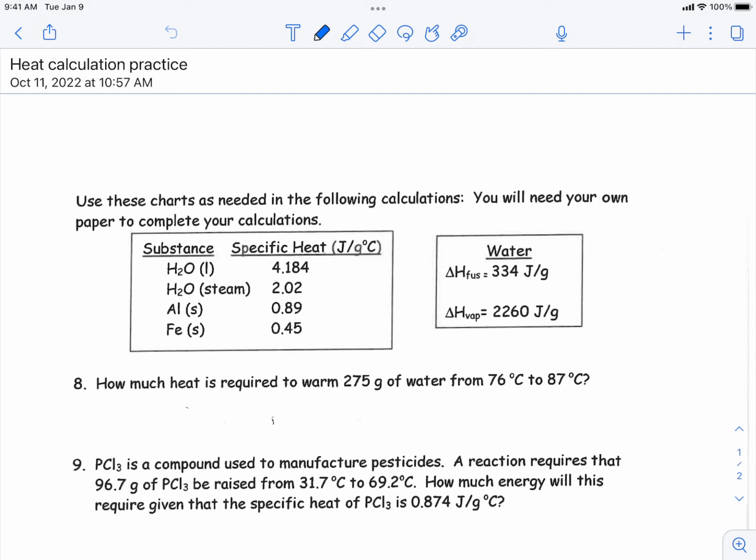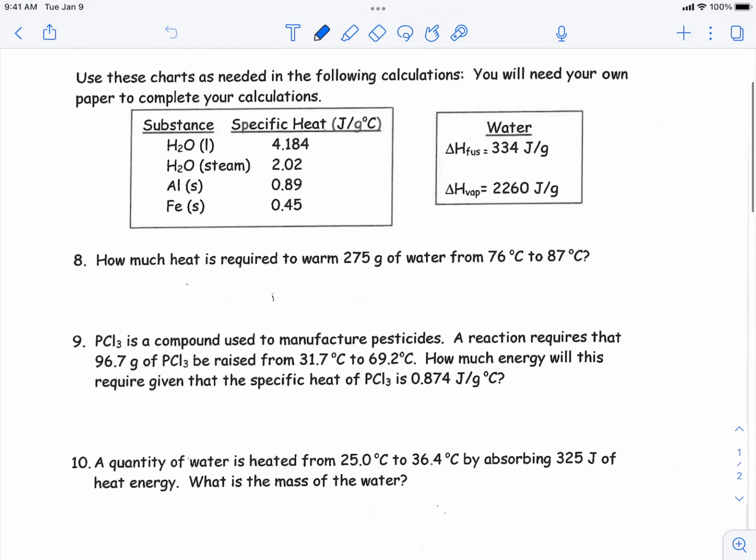What we're going to do is go through a few heat calculation problems, solving for Q and then solving for a few other things. Grab this worksheet from online, so let's go ahead and get started.